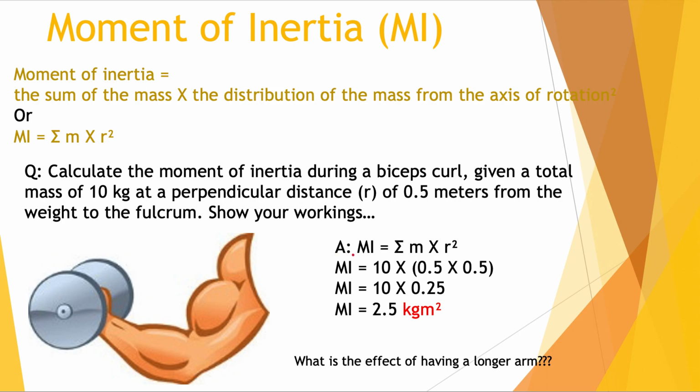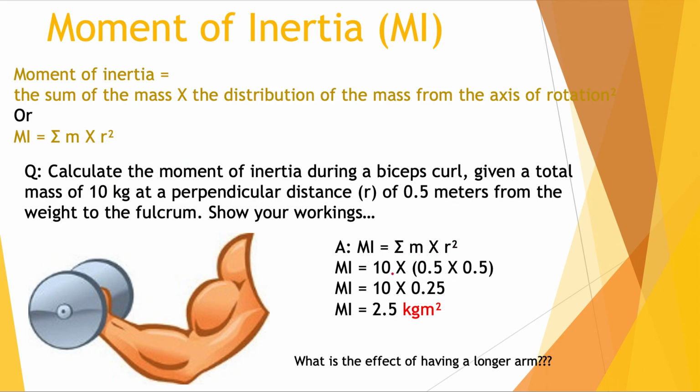So, as in all these calculation questions, write the equation first. It doesn't matter if you write out all the words or learn the short version. Obviously, this is going to take less time. Make sure, though, you do one of the two, because then if you get one of these figures wrong somewhere, you're still going to get a mark because you've shown that you know the equation. So moment of inertia is the sum of the mass times the distribution of the mass from the axis of rotation, r squared.